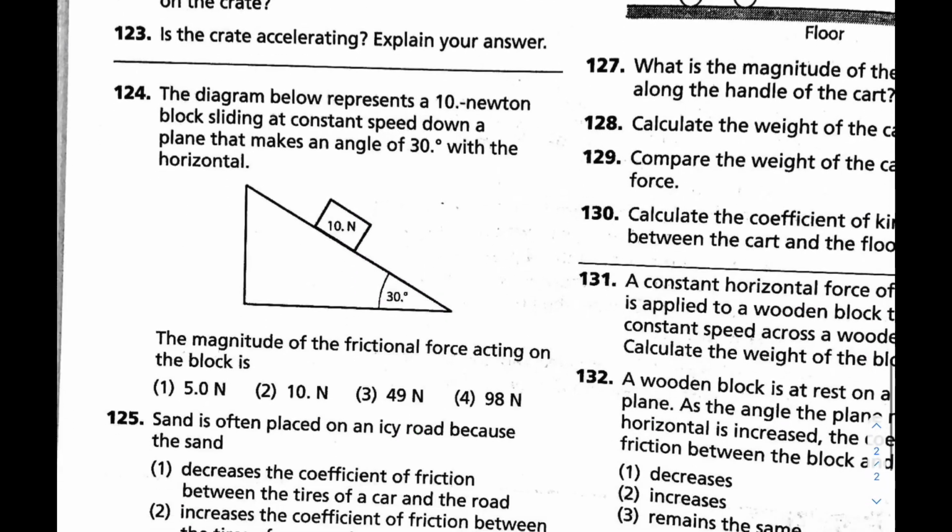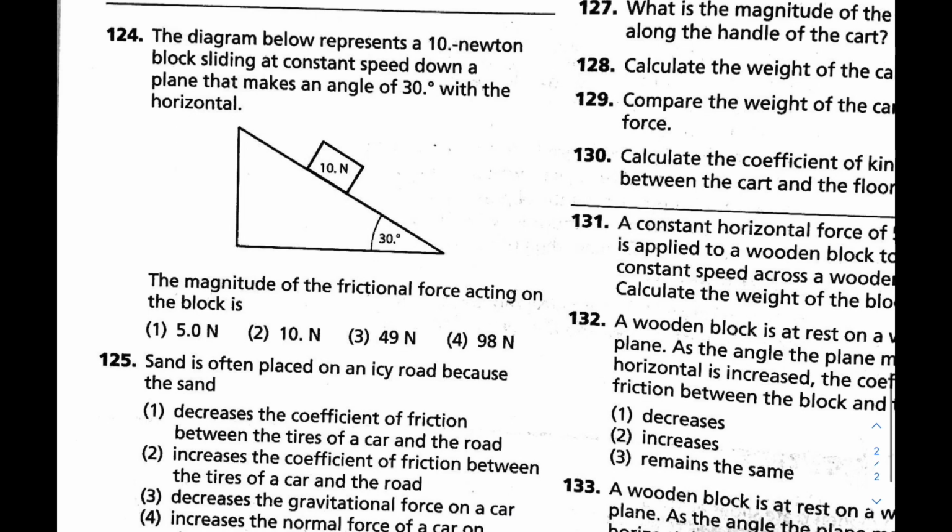On to 124. The diagram below represents a 10 newton block. So again, we got 10 newtons here. You guys looked a little bit at the inclined plane stuff yesterday, so I will go over this just a little bit, but I'm not going to go over inclined planes in too much detail.